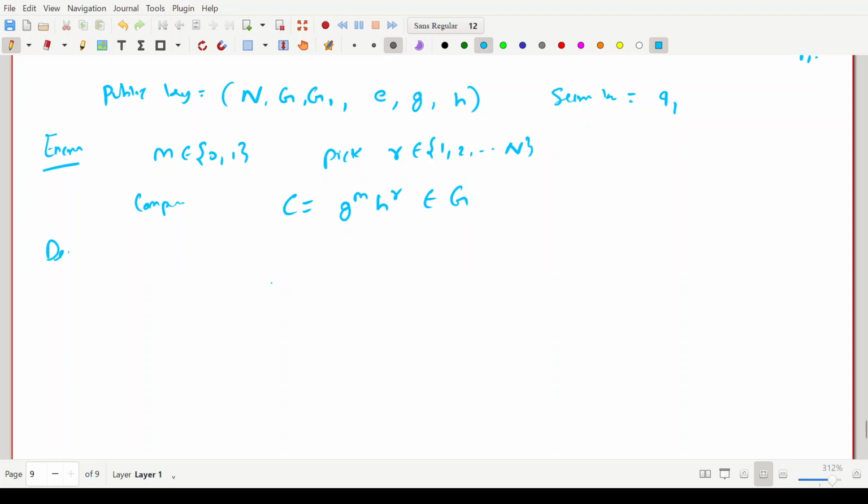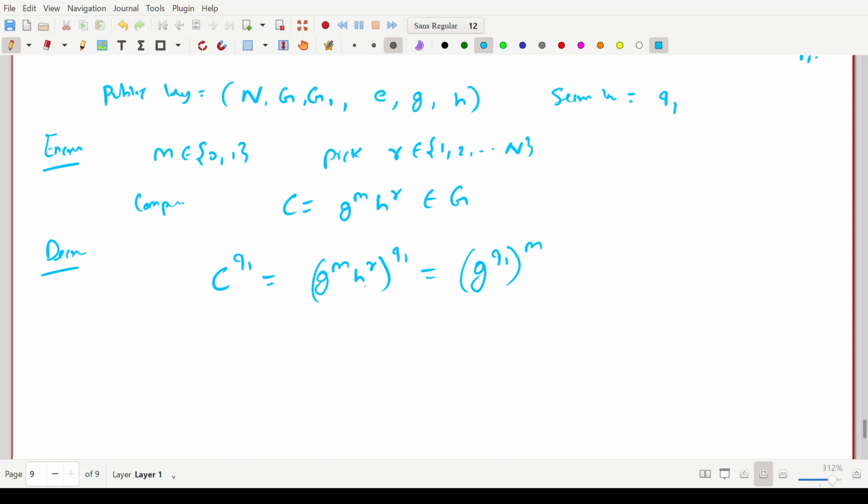How will you decrypt? In the case of decryption, what was your secret key? It was Q1, correct? So you just find C raised to Q1. What is your C? It is G raised to M, H raised to R, all raised to Q1. Now if you observe, this is going to be G raised to Q1 raised to M. Correct? Because H has order Q1, H raised to R raised to Q1 will be 1. I'll have G raised to Q1 raised to M.